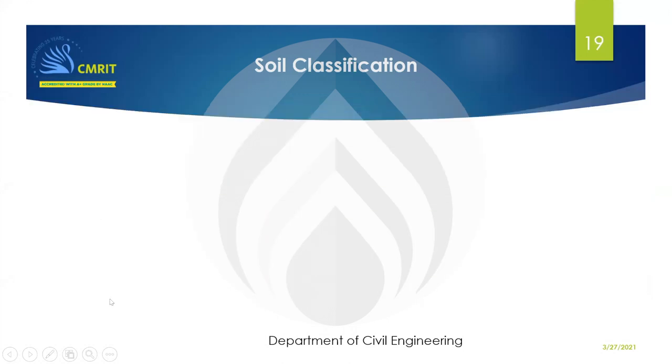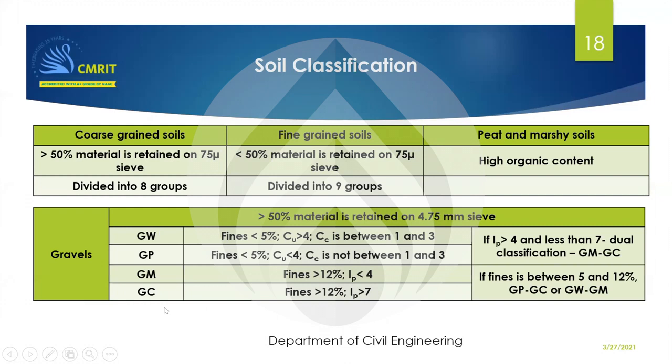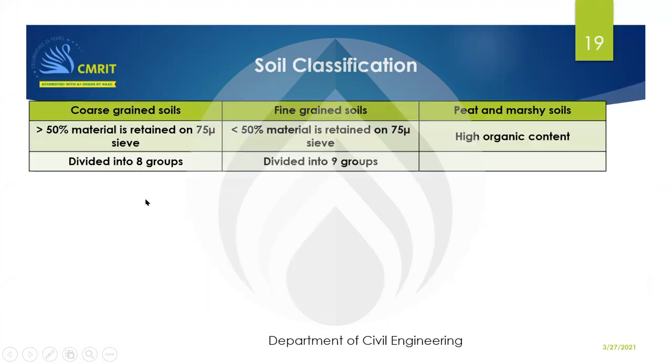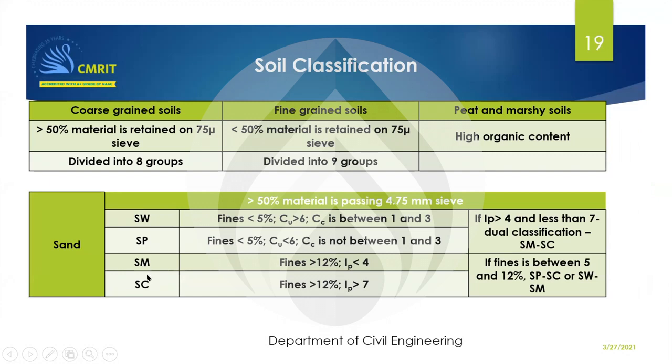So this is for gravel. Gravel is divided into 4, and sand is again divided into 4. So these are the sands. In fact, in the first slide, I showed you how exactly SW, SP, everything, I have mentioned. So knowing this, you'll be able to do the soil classification of the coarse grained soil.